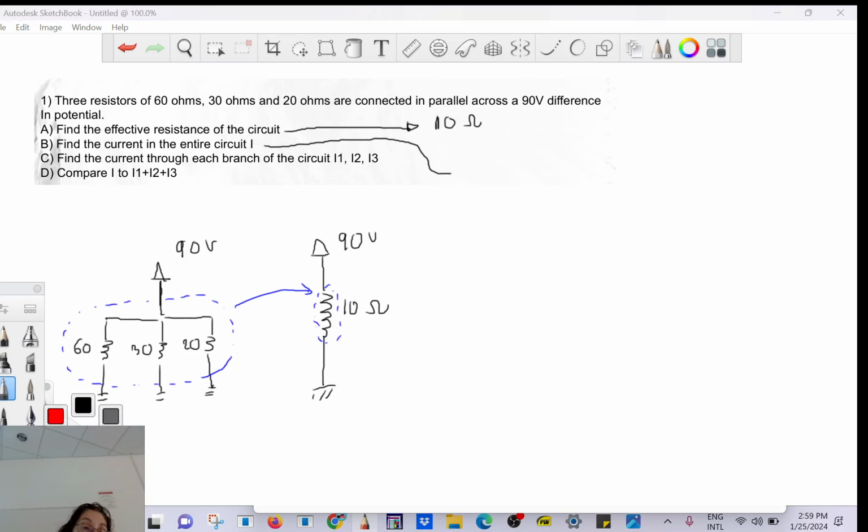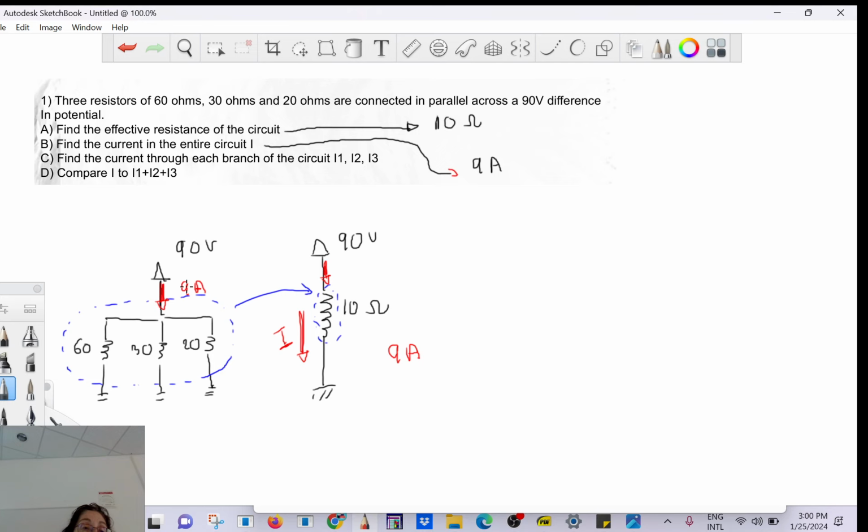Everything happens like you replace this black box by one single resistance equal to 10. So that current here is the one that comes from the power supply. So what do you think I is? 9 amps, very good. You have 9 amps here from the power supply. So the answer here is 9 amps. Okay?